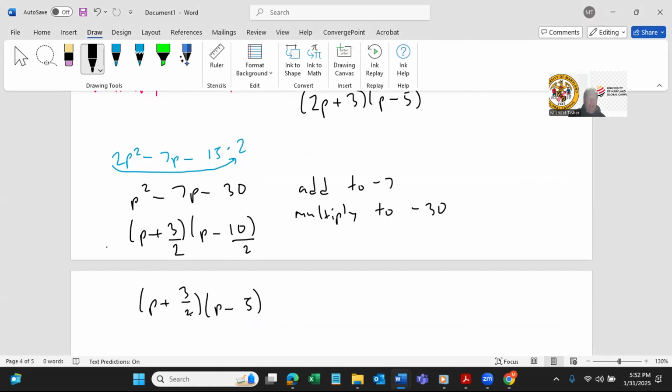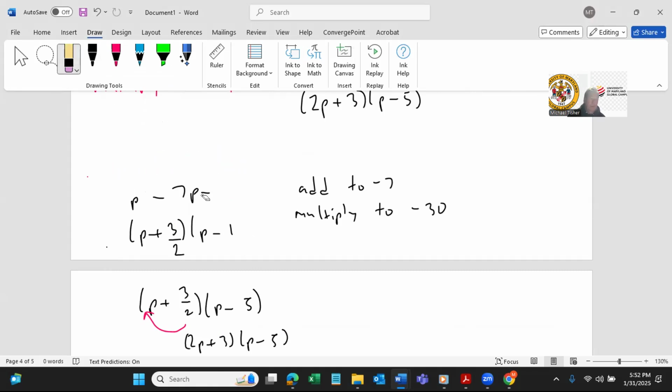Now we can't have a fraction in the answer. So what we do is we're going to move the 2 back in front of the p. And then we get 2p plus 3. And there's no fraction of p minus 5, so we don't have to worry about that for that one. Okay, so that's the long way of how they get 2p plus 3 times p minus 5. Now let's go back to the rest of the problem.